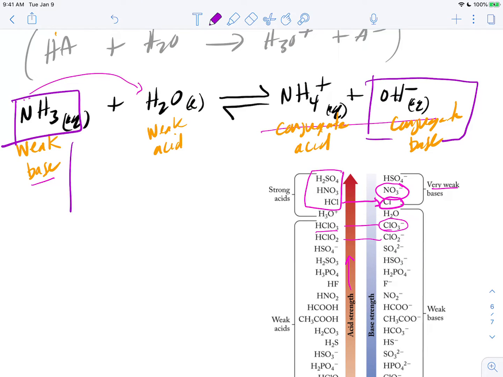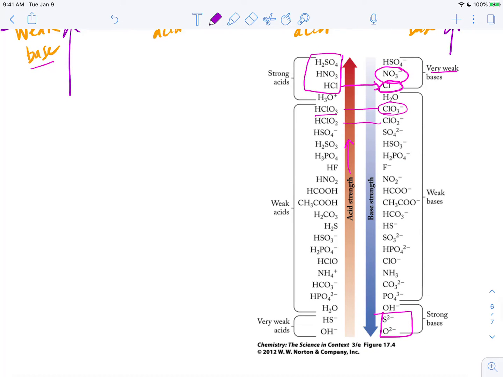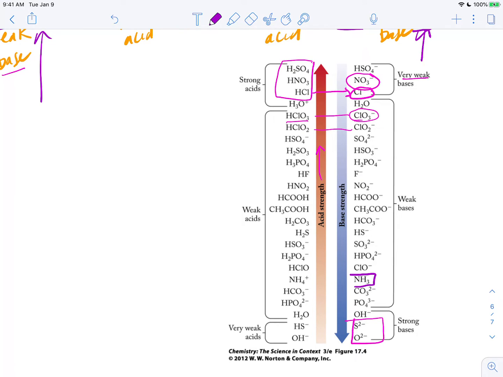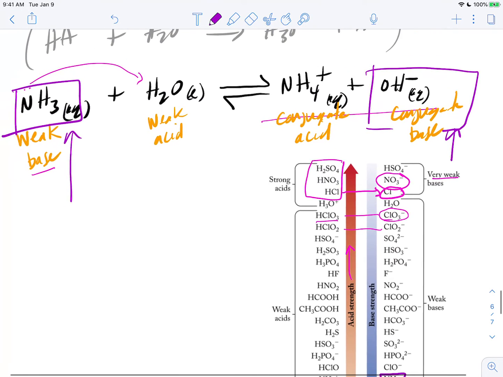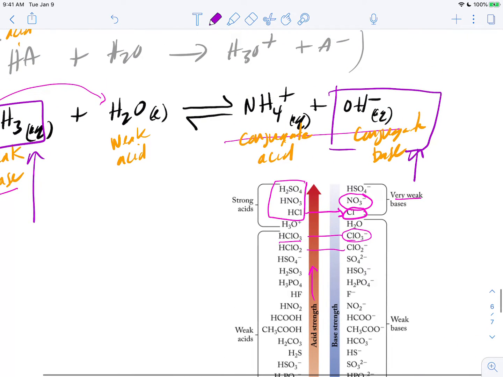So I'm going to compare this base versus this base. And if I look on our table, NH3 should be on the base. They're both on the base side. So here's NH3, and then the other one is OH minus. OH minus is down here. So this is the strongest here. So OH minus wins. It's stronger. And what that means is that the stronger OH minus will want to react with NH4 plus and go back.